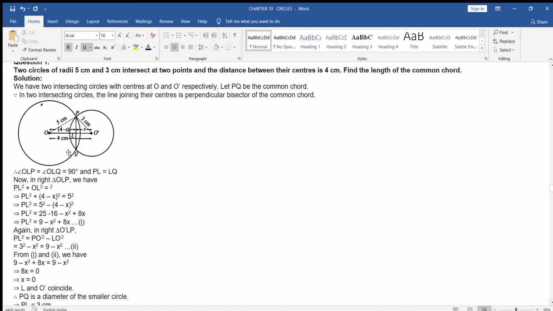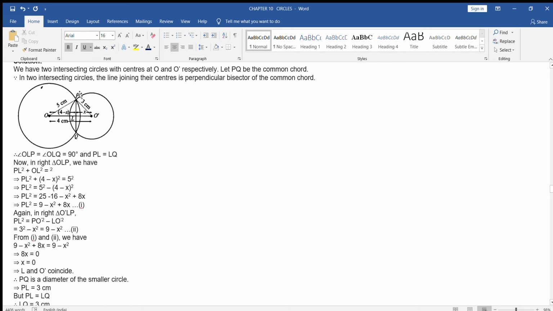Now what do we have? We have a right angle triangle. Which is the right angle triangle? OLP. This triangle OLP is the right angle triangle, with this angle 90 degrees. In this triangle we can find out PL. OL is known to us, OP is 5, so we can find PL. Just see this one. PL square equals OP square minus OL square, by the Pythagoras theorem. So we get this equation. We can easily solve this equation, as we have solved algebraic expressions.